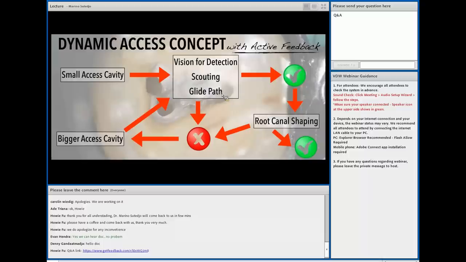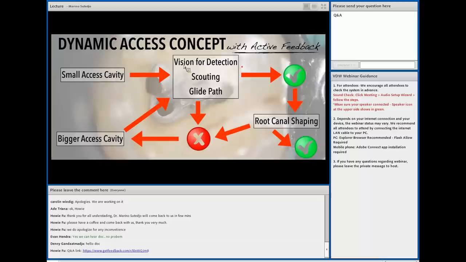Well, I have to say that in order to follow the less is more concept, the minimally invasive endodontics, I agree that we now need to limit our access cavity. We need to make it smaller or more conservative. But once again, access is always a dynamic process. So first, if we do our small access cavity, and with this small access cavity we can have our vision, we can easily do our scouting, and we can manage our glide path, then it's fine. You can do your shaping, and it means you are okay.